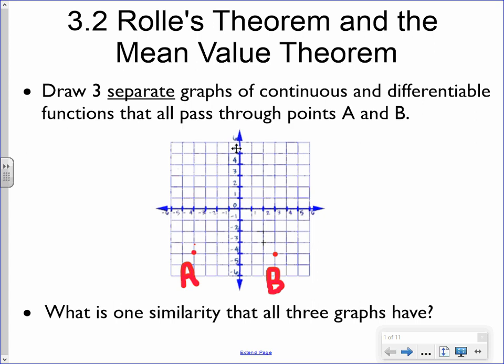I just highlighted some points. Why? What am I highlighting there? Okay, and what are the slopes there? 0. No matter what kind of curve I draw through these 2 points, at some point we have to have a slope of 0. If I drew a line, what would the slope be? 0.